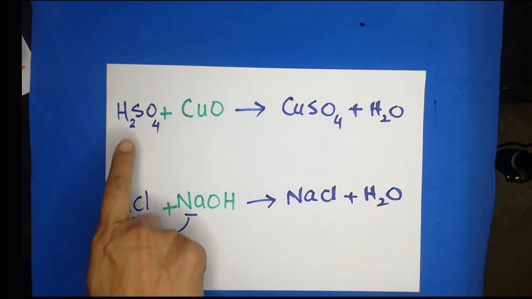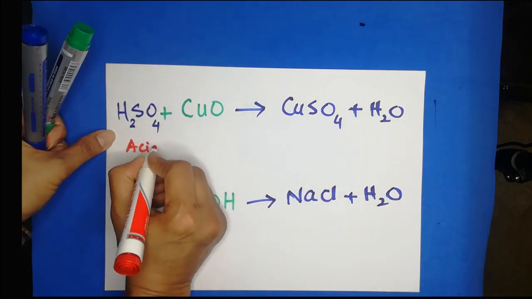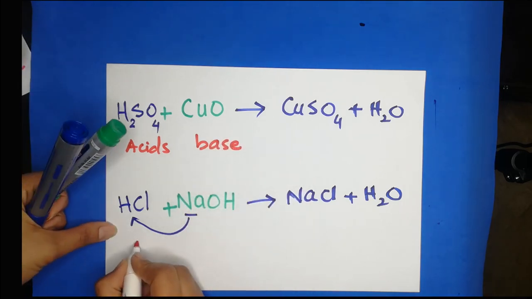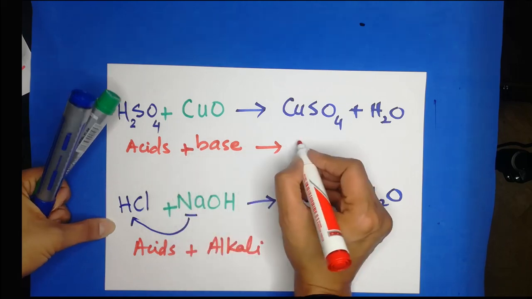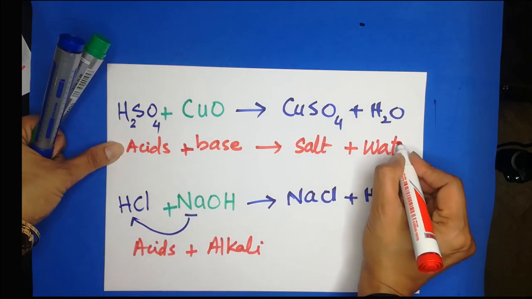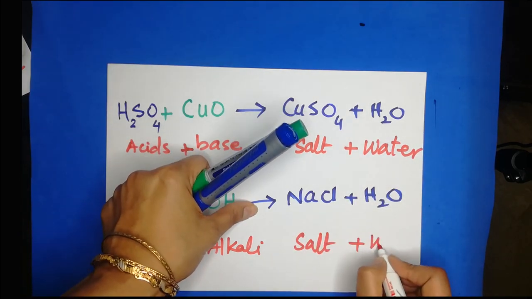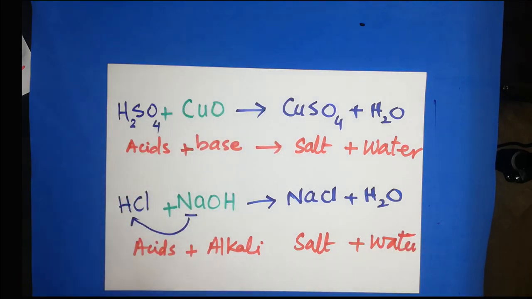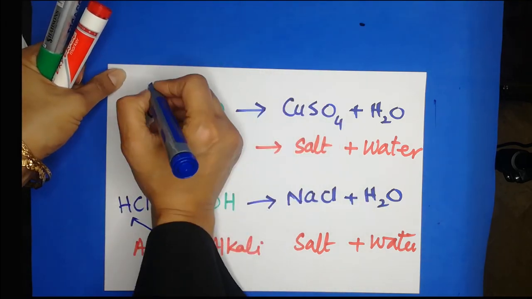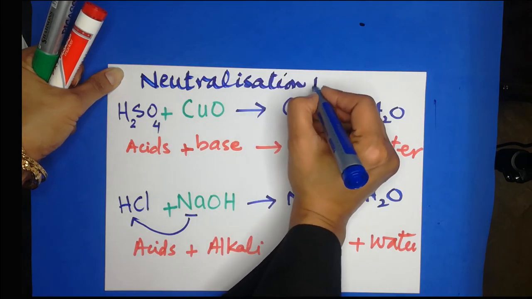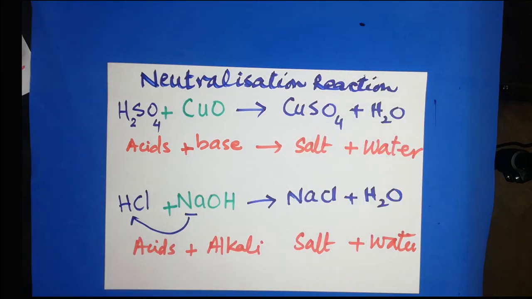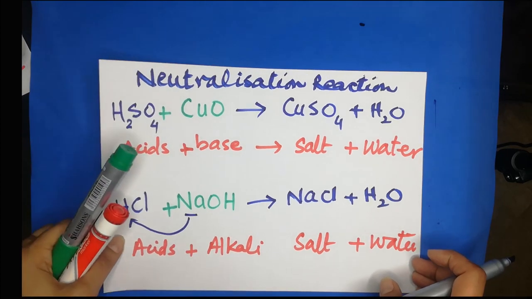The reaction in which acids react with base or alkali, salt and water will be produced. It means that this is neutralization, and the reaction in which acid and alkali or base react is called a neutralization reaction. Neutralization takes place when acids react with base or alkali. So these are the four chemical properties of acids.